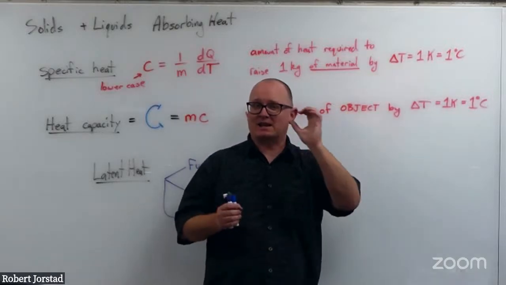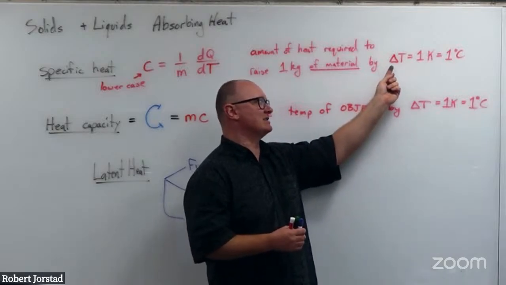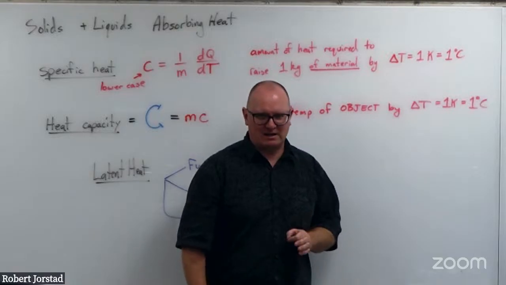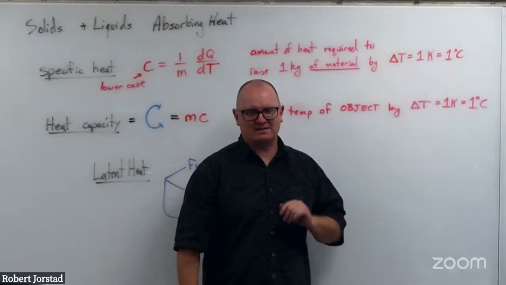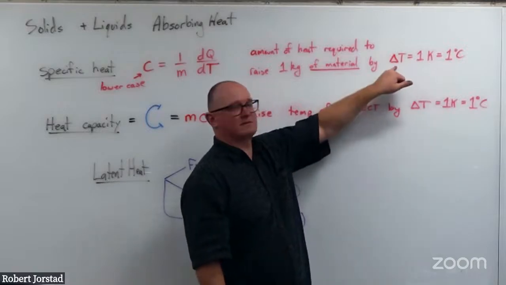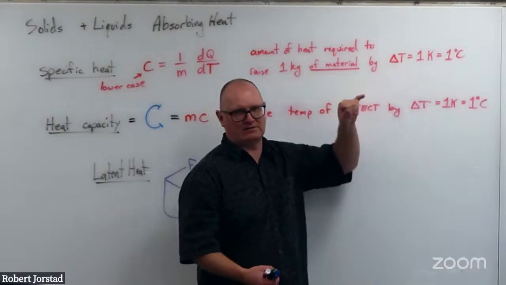And because the increments of Kelvin and Celsius are equivalent, and because we're talking about changes, I can also be talking about per degree Celsius. To be clear, 30 degrees Celsius is not the same as 30 Kelvin, but a change of 30 degrees Celsius is the same as a change of 30 Kelvin. All right?